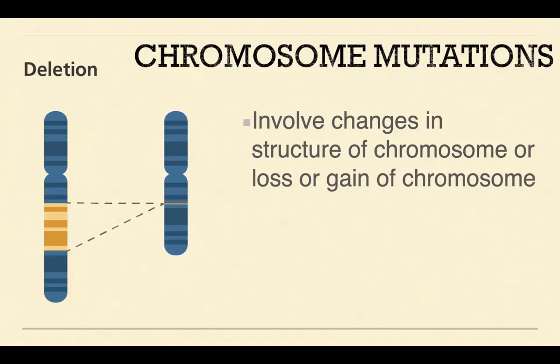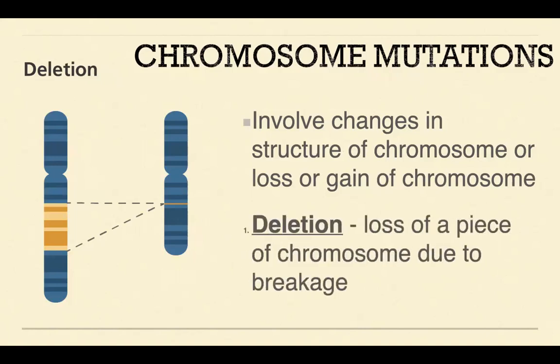Depending on the kind of chromosome mutation, it can either result in exchanging information between two non-homologous chromosomes or a loss or gain of pieces of chromosome. So the first chromosome mutation is called deletion. Obviously, this is a loss of a piece of chromosome due to breakage. So in this example, we have completely lost that entire section of the chromosome. So none of those genes will be passed on.